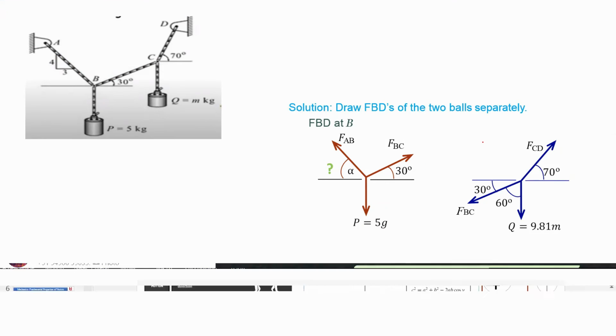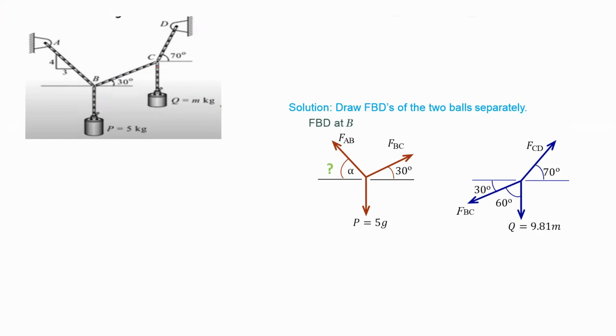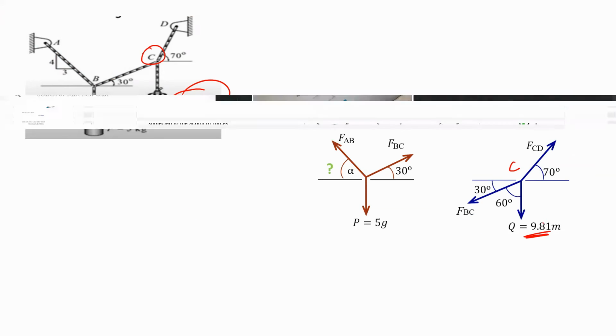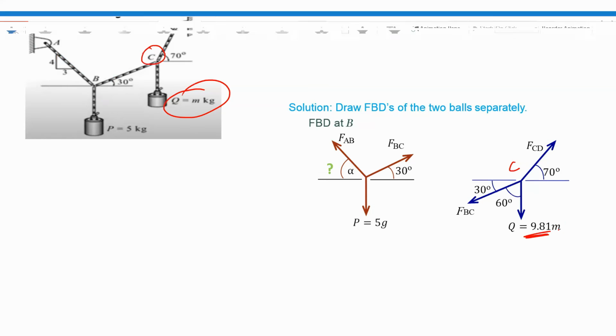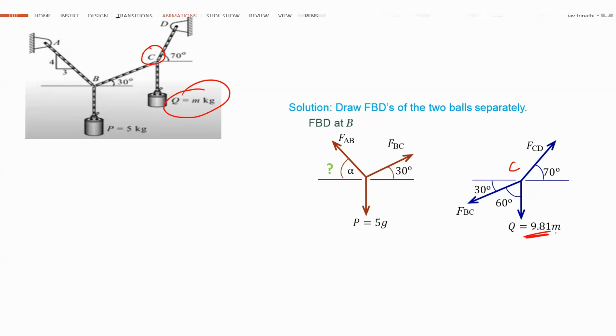Question is solved. Now to find the remaining unknowns, you can draw an FBD at point C. At point C, this is the weight force, but M is not known to you, so your force will be M into G. G is 9.81, so the weight of this block will be 9.81 M, where M is the mass and G is gravity. And you will get a force along the BC rope, and one force along CD, FCD. These are the forces.